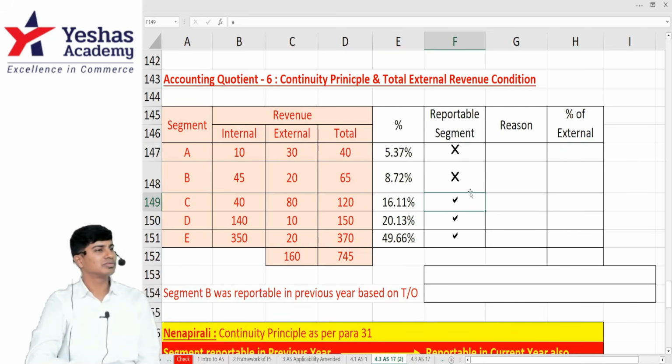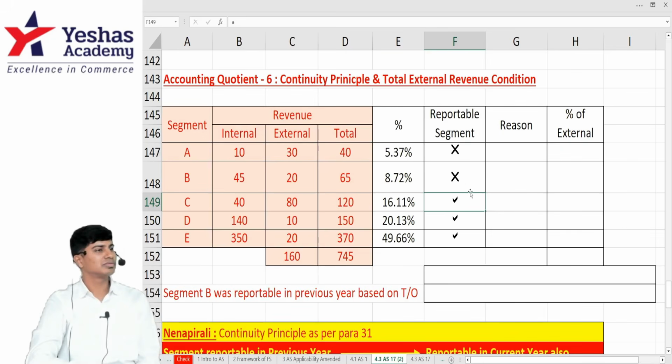Last year, turnover was more than 10, or asset was more than 10, or result was more than 10. Last year reportable. This year also reportable, irrespective of the fact whether turnover, asset, or result is more than 10. Last year reportable based on turnover. This year also reportable even if turnover is less. But next year will it be again reportable? No. Why? This year we already used the continuity principle card. We cannot use it next year.